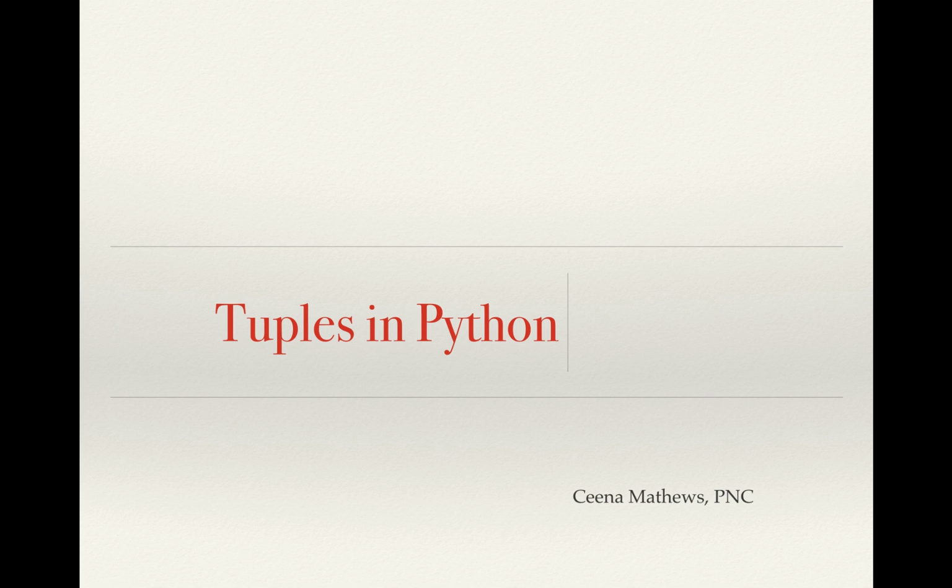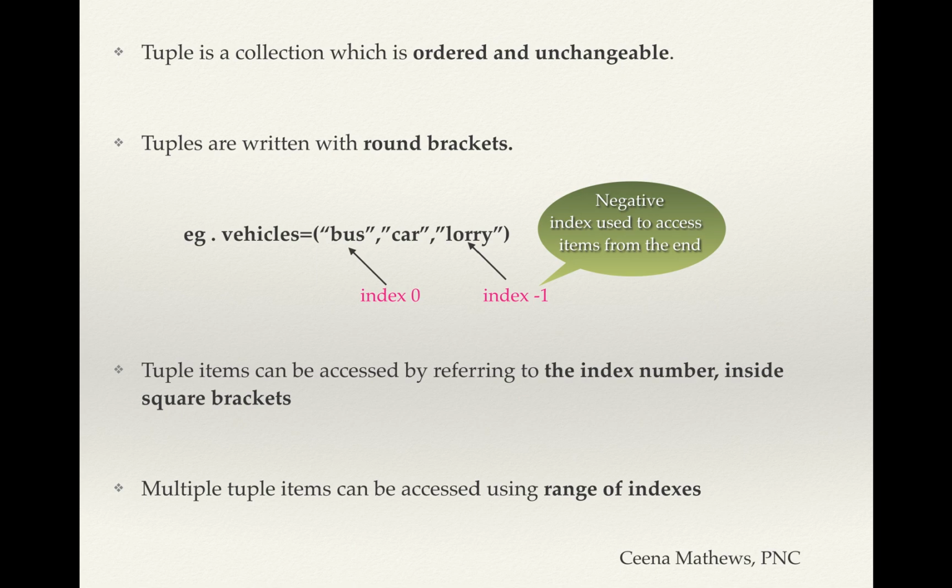In this video, I'll discuss tuples in Python. A tuple is a collection which is ordered and unchangeable, and they are written with round brackets. For example, vehicles is a tuple object which has been assigned 3 items. Since these items are of string data type, they have been included within double quotes. Each item is separated using a comma.